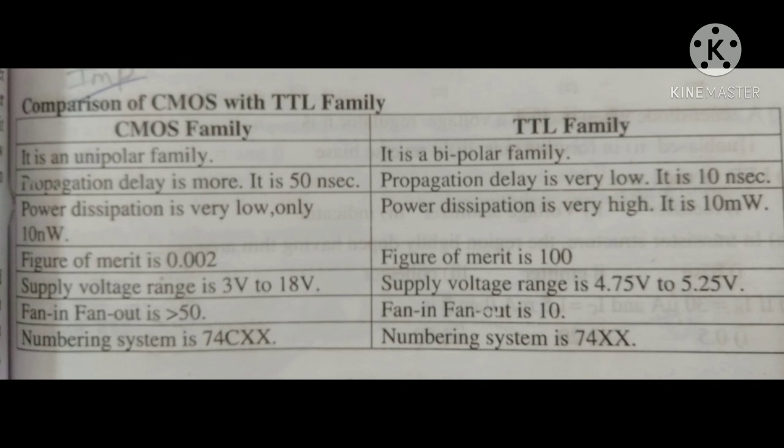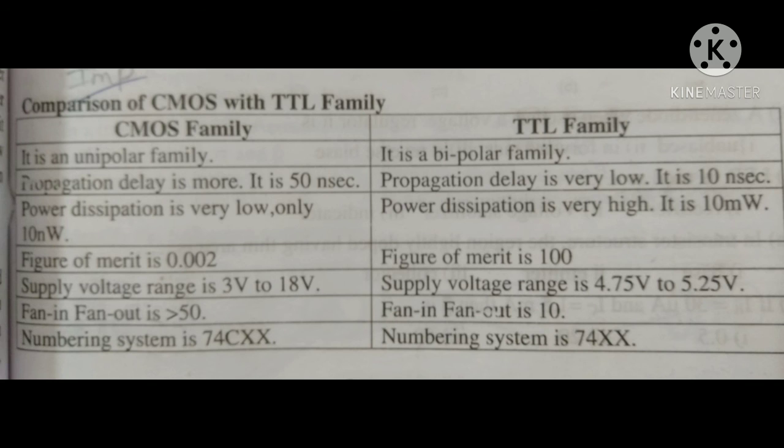Comparison of CMOS with the TTL family. CMOS, first point, it is a unipolar family. TTL is a bipolar family. And CMOS propagation delay is more, it is 15 ns. Then the TTL propagation delay is very low, it is 10 nanosecond.